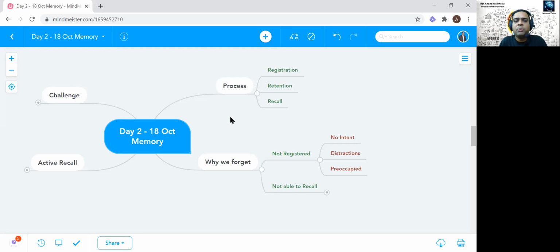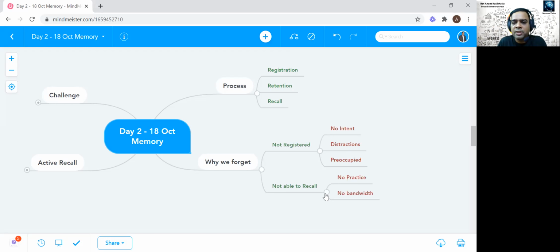And why are you not able to recall? There could be some reasons. Let me share with you the critical reasons why people find it difficult to recall. One is there is no practice in recalling. There is no practice in recalling.